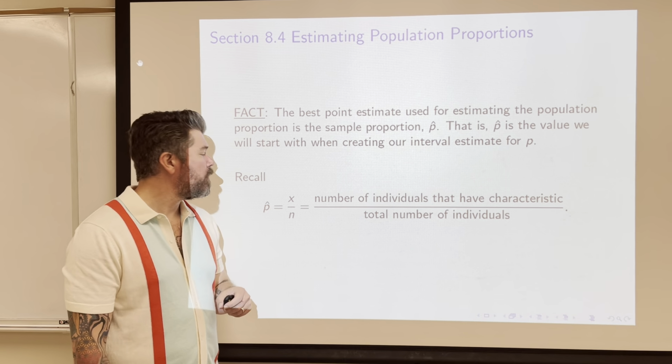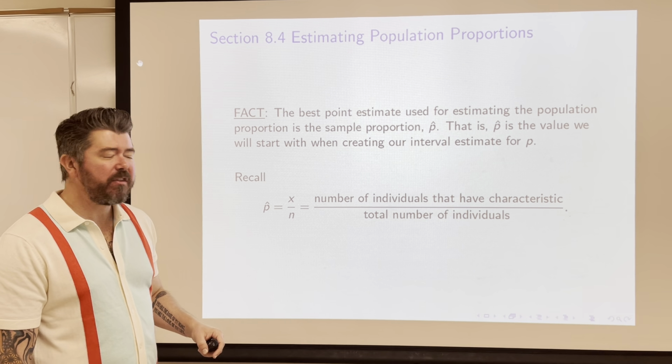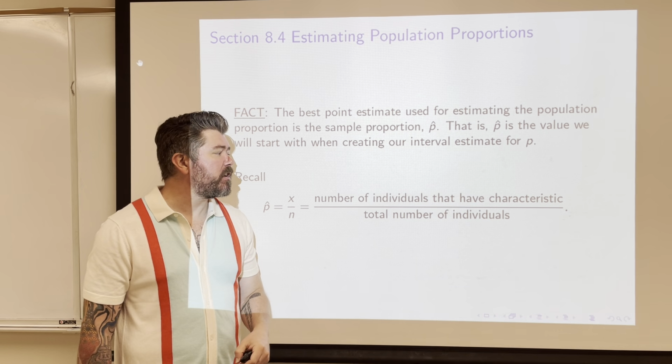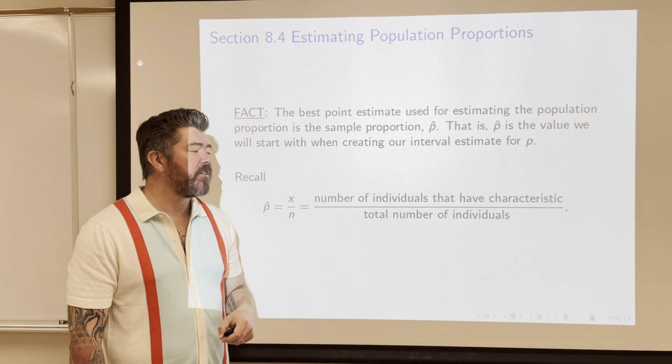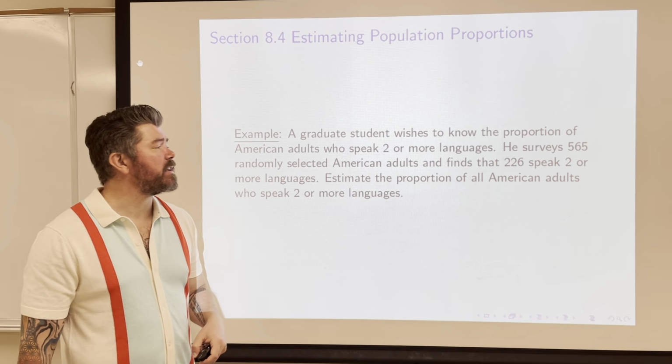So recall that P hat is given by x over n. And this is just a fancy way of saying the number of individuals that have a certain characteristic divided by the total number of individuals. Let's look at an example.